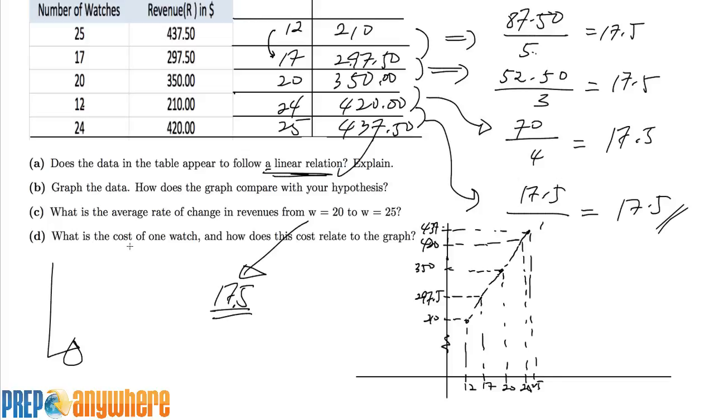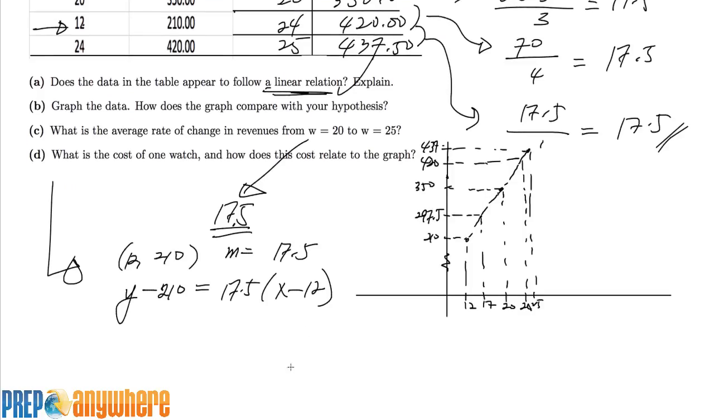For this, you first need to find the equation of this line. Equation of a line requires a point. So I'm going to take hopefully the nicest point, this looks pretty nice, 12 and 210. So 12 and 210. And the slope, the rate of change, is 17.5. So with that, I can say my equation is y minus 210, so y minus the y coordinate, equals slope 17.5 times x minus the x coordinate. This is called point slope form.